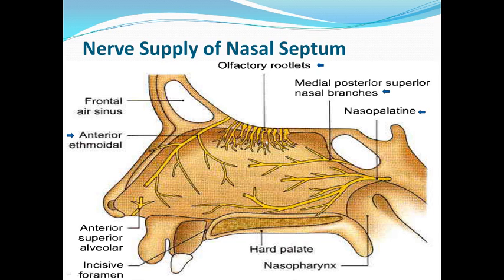Talking about the special sensory nerves or olfactory rootlets, these are the nerves which are confined to the upper part, or the olfactory area, of the nasal cavity. This is the olfactory area of the nasal cavity, and these are the olfactory rootlets or olfactory nerves, which are basically special sensory nerves found in the olfactory area of the nasal cavity.